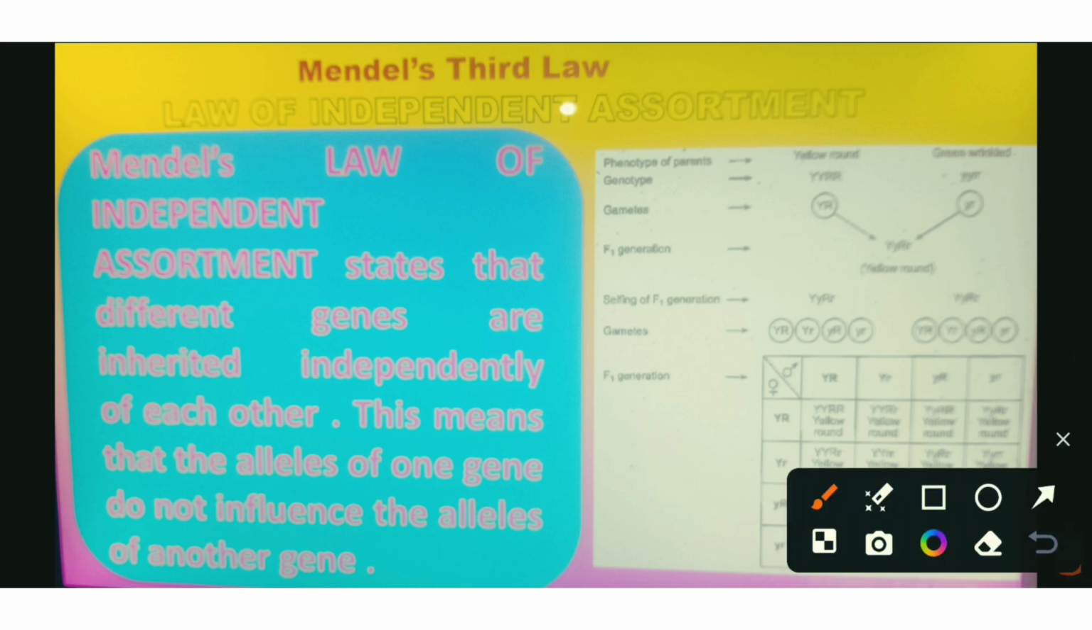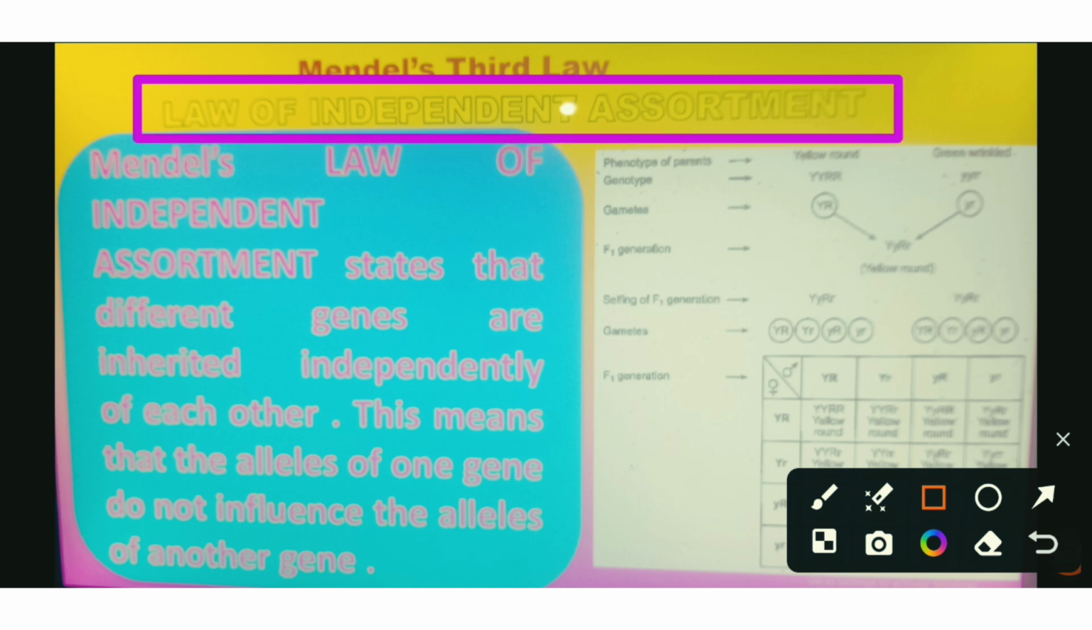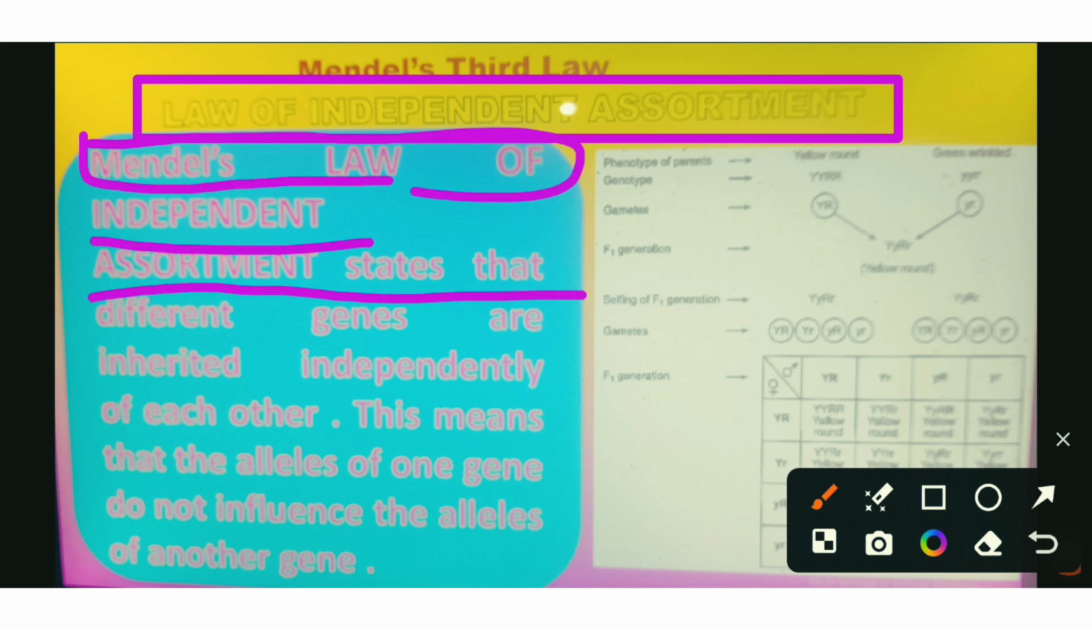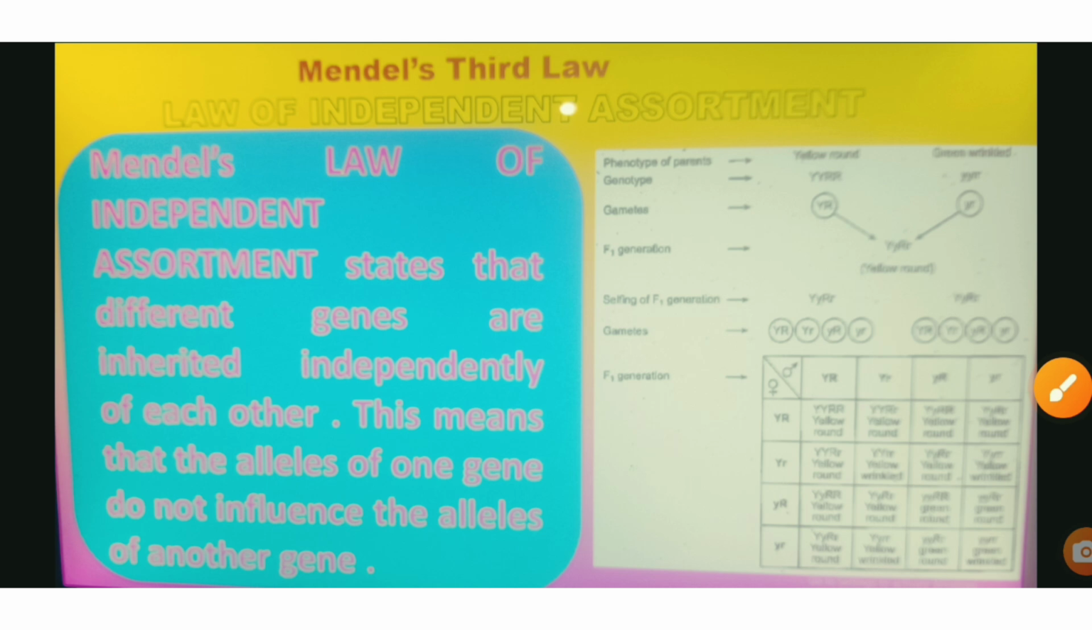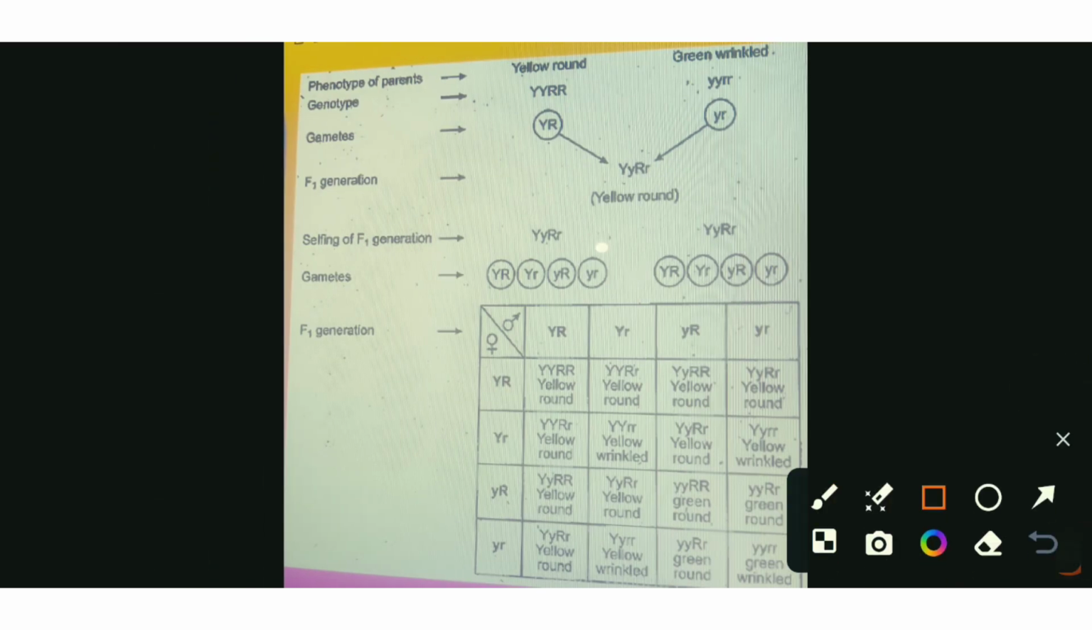Mendel's third law, we can consider this law as the law of independent assortment. Let's read its statement. Mendel's law of independent assortment states that different gametes are inherited independently of each other. This means that the alleles of one gene don't influence the alleles of another gene. Let's understand it with the help of a diagram which I made here.